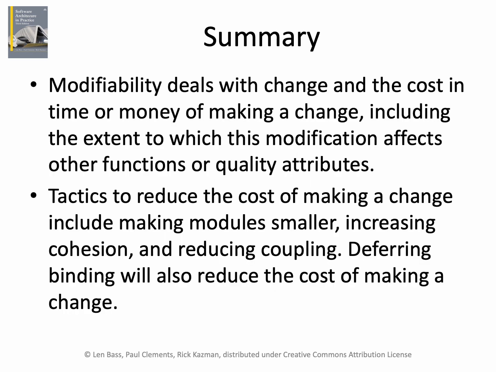And now let's summarize. Modifiability deals with changes and the cost, in time or money, of making a change, including the extent to which this modification affects other functions or quality attributes. Tactics to reduce the cost of making a change include making modules smaller, increasing cohesion, and reducing coupling. Deferring binding will also reduce the cost of making change. Hopefully this has given you some in-depth understanding.